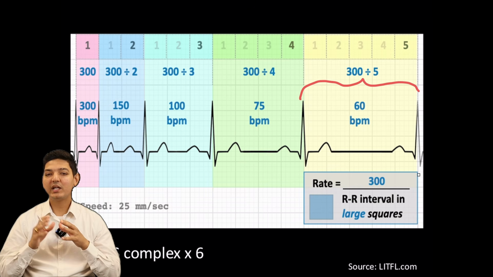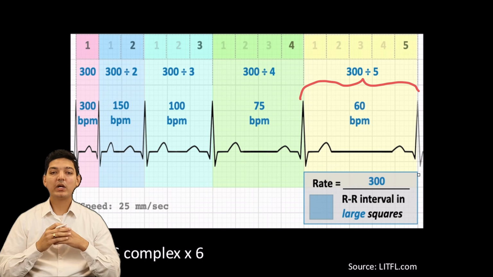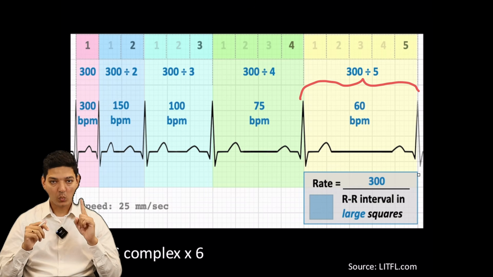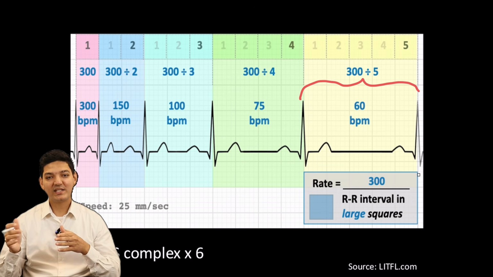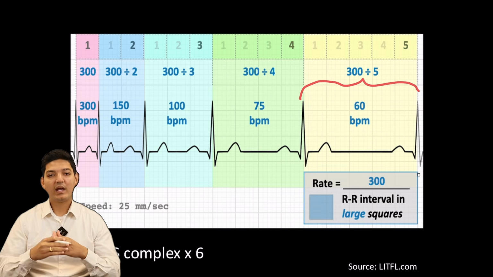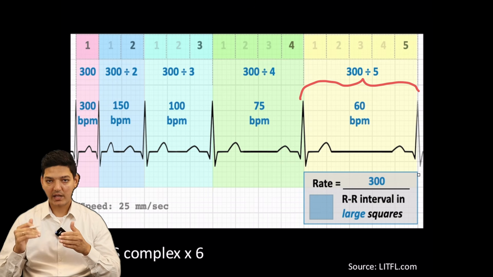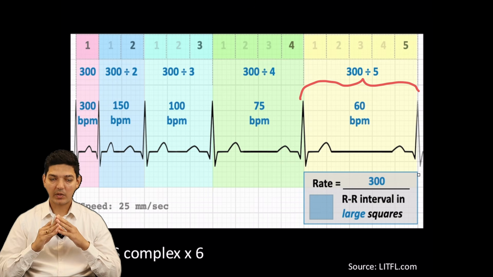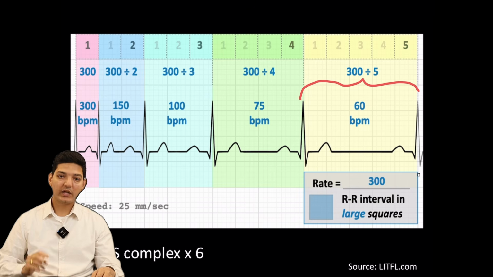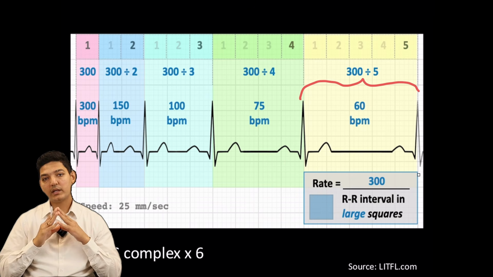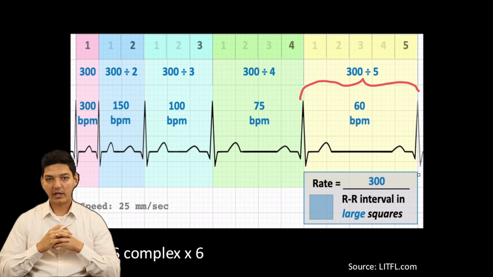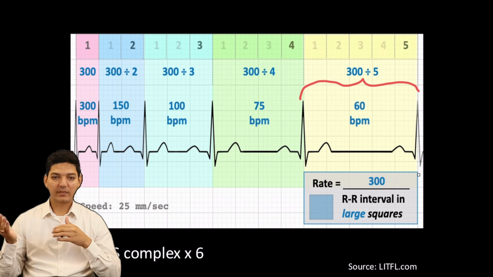Now why are we dividing it from 300? Because 5 big boxes make 1 second. So 300 big boxes is equal to 60 seconds, which is 1 minute. And when you divide 300 by the number of big boxes in the RR interval, you will get the heart rate per minute. This is the formula you can use when the rhythm is regular and the RR intervals are coming on time. But what if it's irregular, like something like AFib?